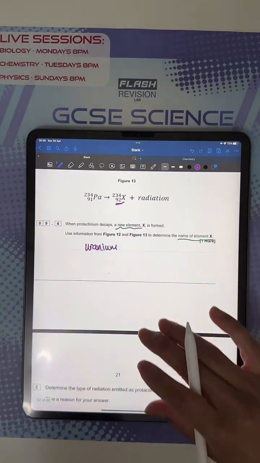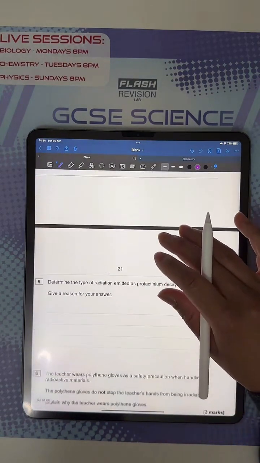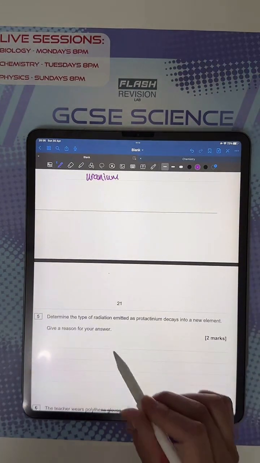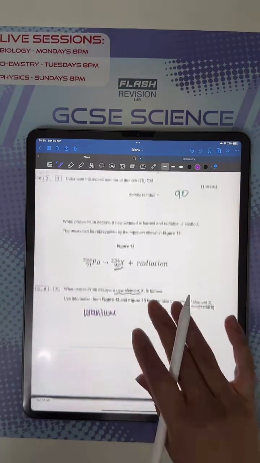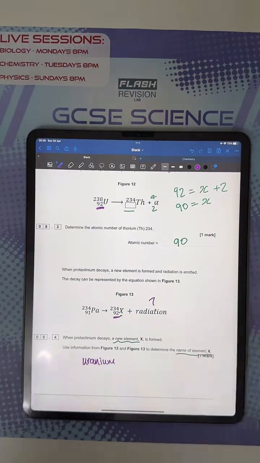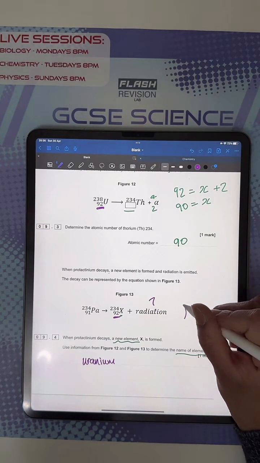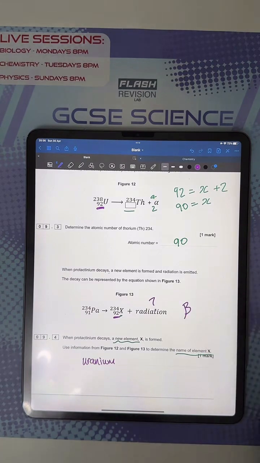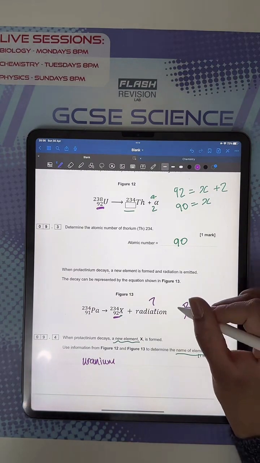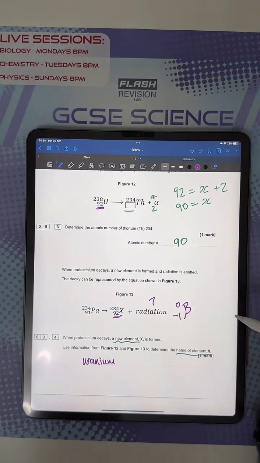Right, next one. Determine the type of radiation emitted. So it's basically asking, what is this? And I think quite a few of you told me that this must be beta. Good. We know it's beta because it's 0 and minus 1.